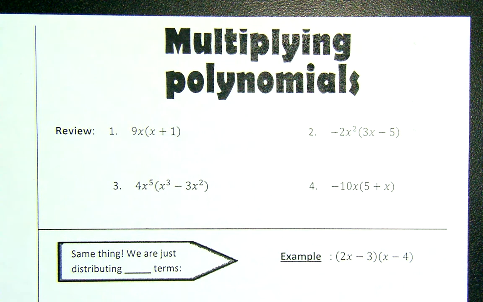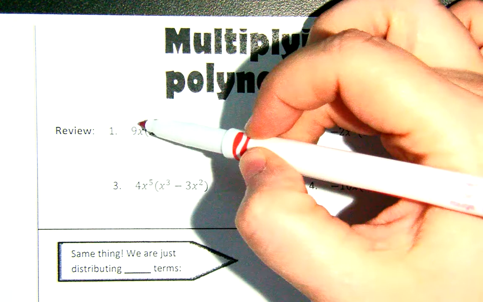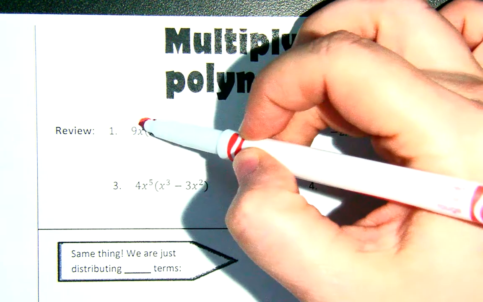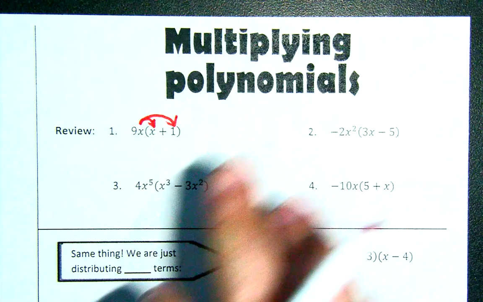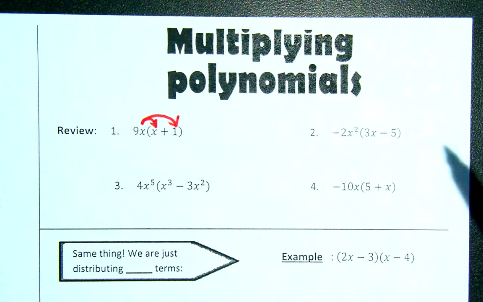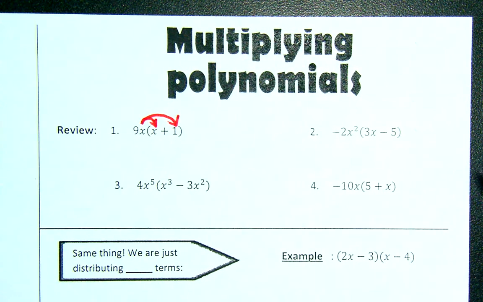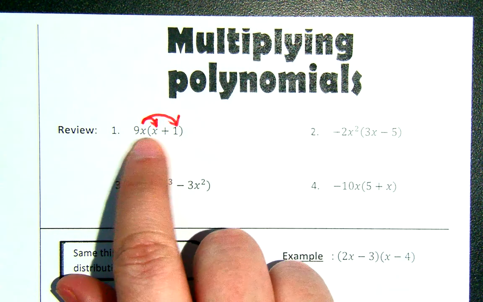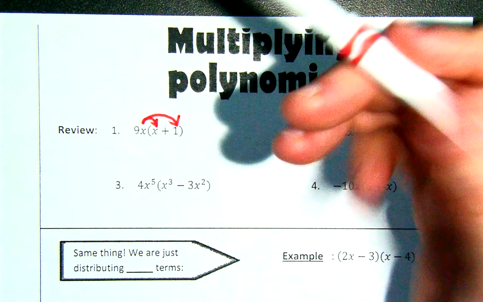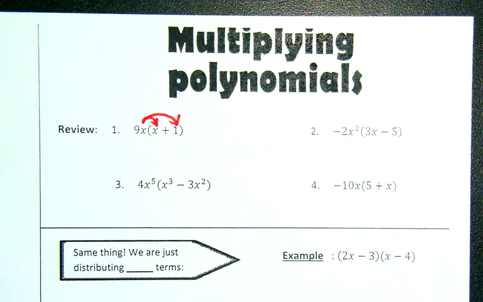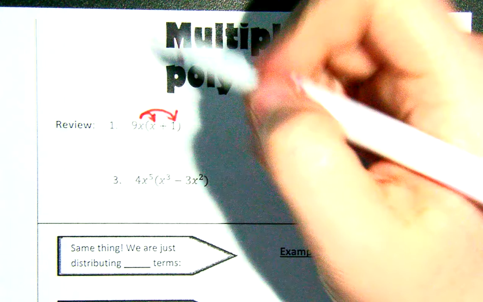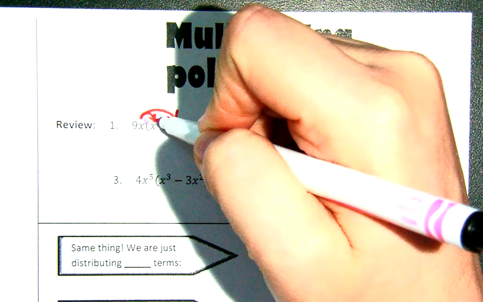So if I have parentheses, remember parentheses tell me to distribute. So I'm going to take this 9x and I'm going to distribute to both of these terms inside the parentheses. Okay, remember when you're distributing about your exponent rules. So when you're multiplying, you add your exponents. So remember this x has an imaginary 1 on it, and this x does too.